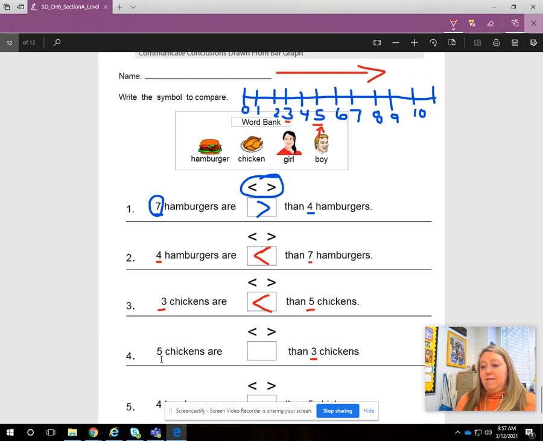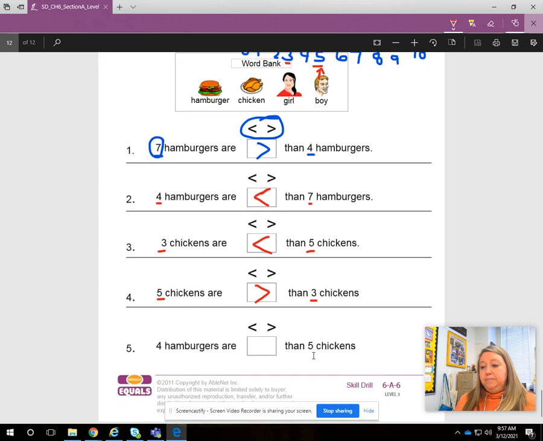Number 4 says 5 chickens are greater than or less than 3 chickens. So 5 and 3, those are the same numbers that we just had. We know that 5 is the bigger number, so we're going to make sure that our alligator faces this way this time because our 5 is over here. So 5 chickens are greater than 3 chickens.